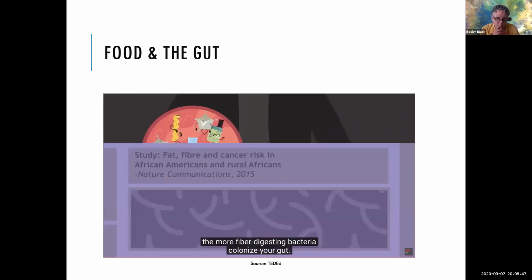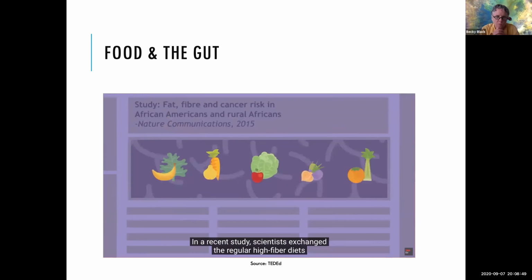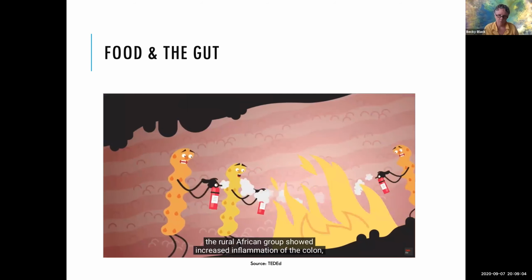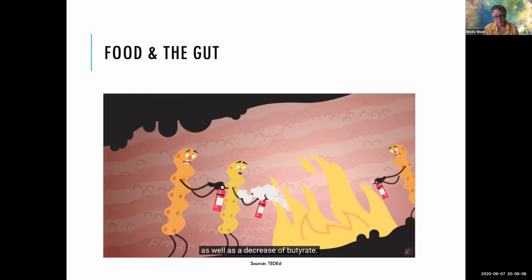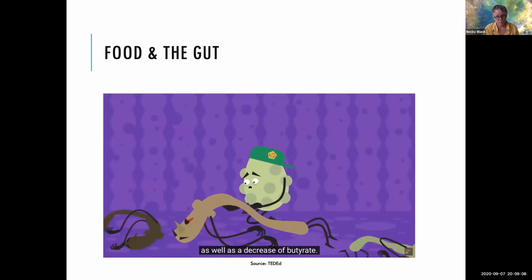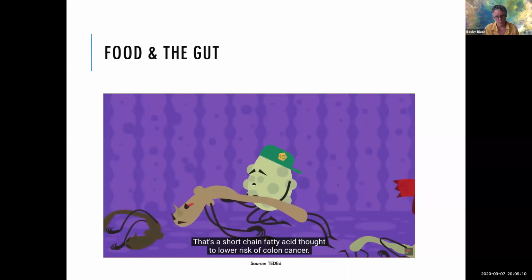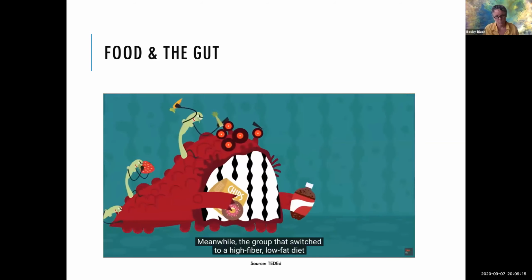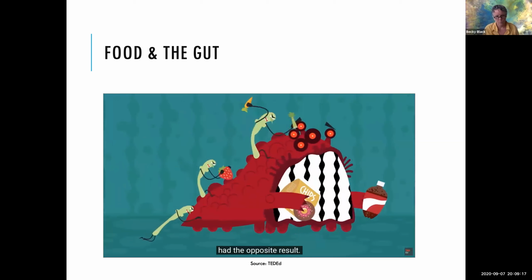In a recent study, scientists exchanged the regular high-fiber diets of a group of rural South Africans with the high-fat, meat-heavy diets of a group of African Americans. After just 2 weeks on the high-fat, low-fiber, Western-style diet, the rural African group showed increased inflammation of the colon, as well as a decrease of butyrate. That's a short-chain fatty acid thought to lower risk of colon cancer. Meanwhile, the group that switched to a high-fiber, low-fat diet had the opposite result.